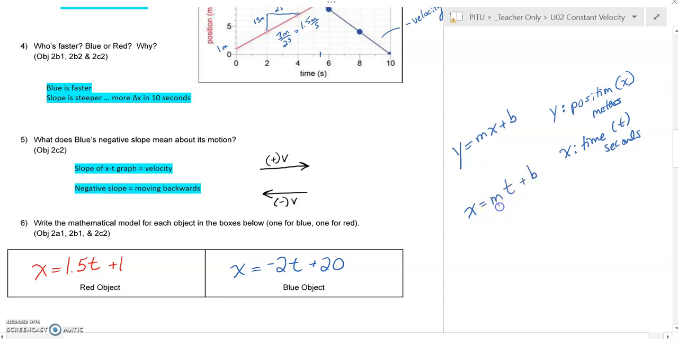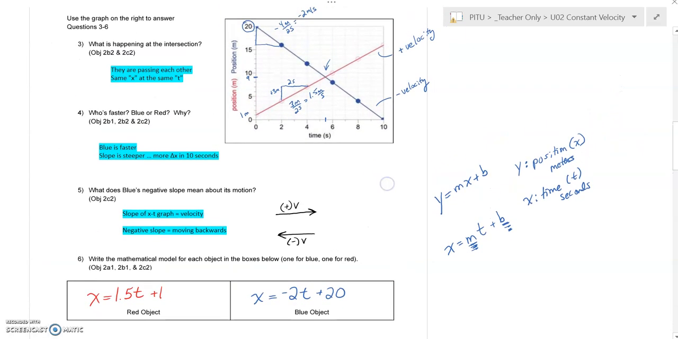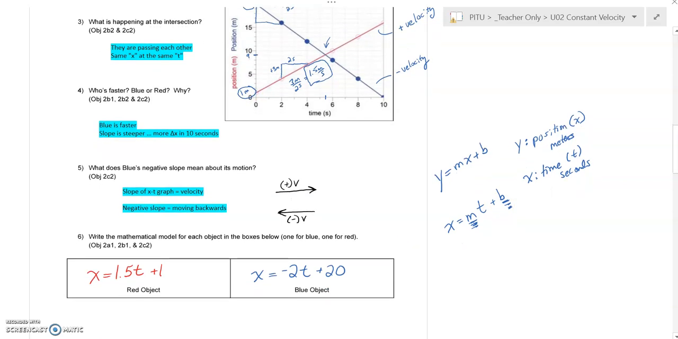So all we need to do for each of these lines is figure out what m and b are. Well, we just did a little bit of that up there as I walked you through the graph. If we go for the red object, what is the slope of the red line? Well, we figured it out. It's right there, 1.5 meters per second. And where does the red line cross the y-axis? Right there at 1 meter. So to write its equation, here it is. The position of the red object, x, is equal to 1.5 times t plus 1.